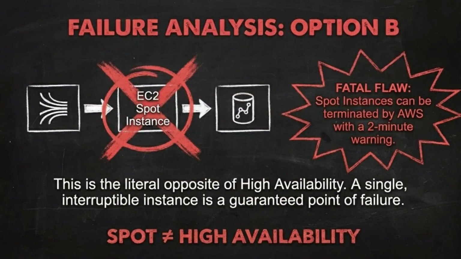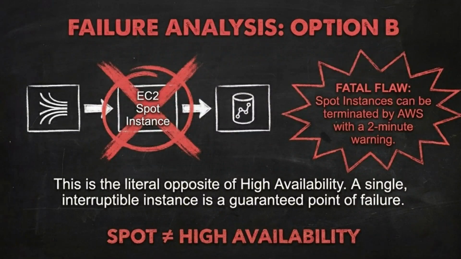Let's start with the most obvious mistake. Option B, EC2 Spot instance. At first glance, looks great. Spot instances cost up to 90% less than regular EC2. You save a ton of money, get computing power, everyone's happy. But there's one but, and it kills the entire architecture.